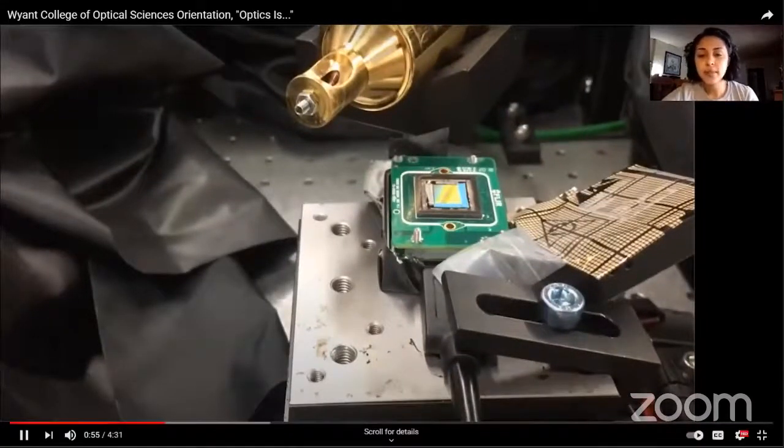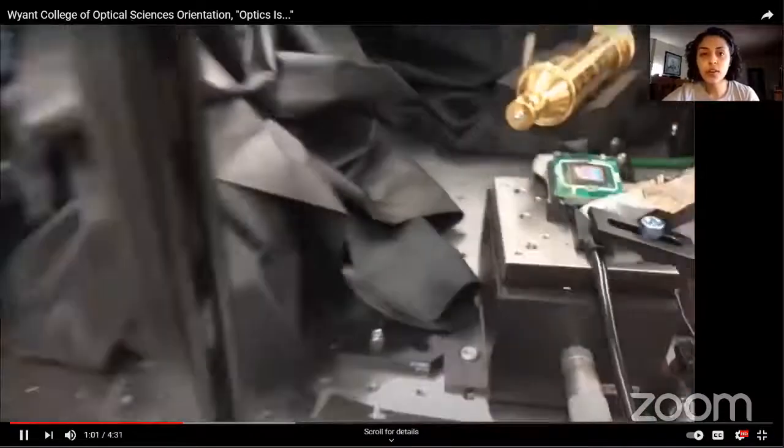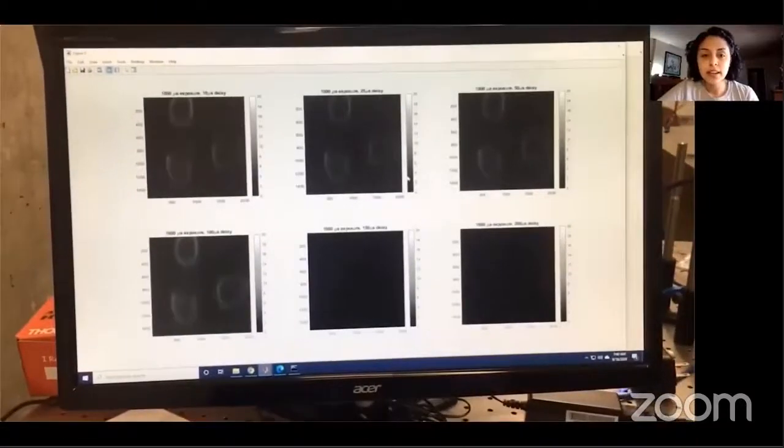We place our sample or object very near to the sensor to collect as much light from that object as possible. We then take what we've recorded on our sensor and plug it into the computer and use code to reconstruct our object instead of lenses. Here are images of clusters of 300 nanometer spherical particles.